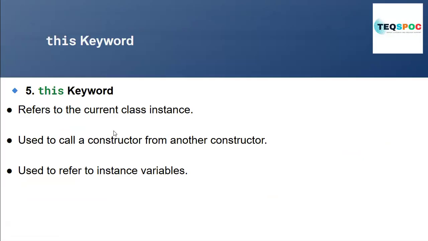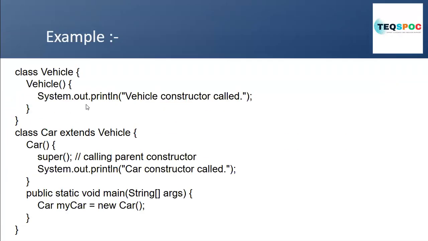Now the this keyword. One more interview point of view. The this keyword and super keyword we will study in this session. So what is basically the this keyword? First definition: the this keyword refers to the current class instance, used to call a constructor from another constructor. With the help of the this keyword, we can call one constructor from another constructor, and it is used to refer to the instance variable.